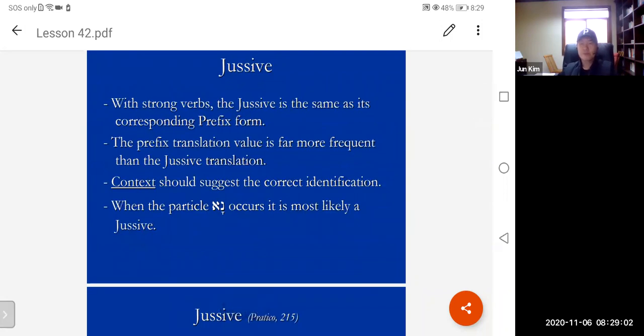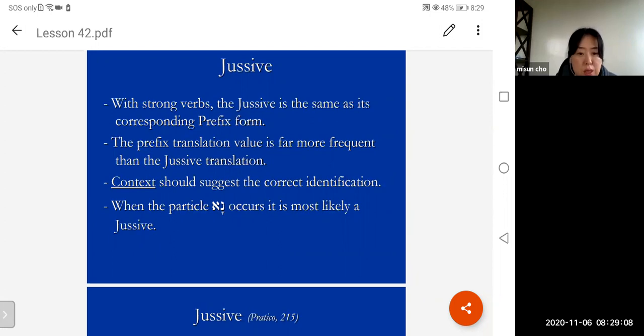Sharon, would you read, please? Yes, sir. With strong verbs, the jussive is the same as its corresponding prefix form. The prefix translation value is far more frequent than the jussive translation. Context should suggest the correct identification. When the particle na occurs, it is most likely jussive.